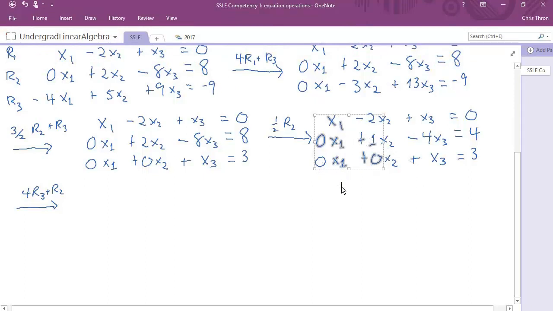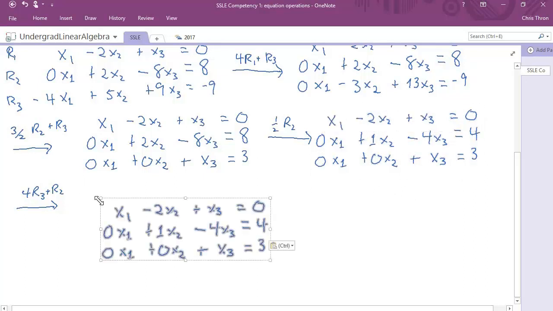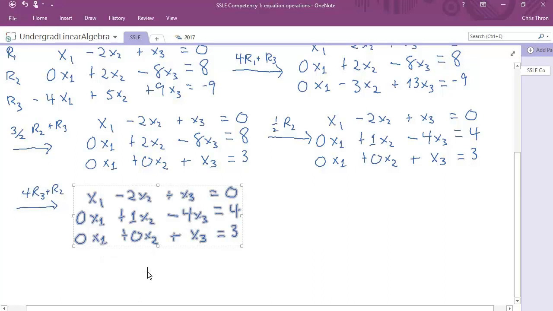Oops, I blew that, so let's try again. Okay, and here we got this one. And we'll go ahead and now I want to erase this second equation, so let's get rid of that. Make sure I get the whole thing. And this is going to be replaced. Got to get all the way around it. Alright, so I'm going to replace R2 with 4R3 plus R2.